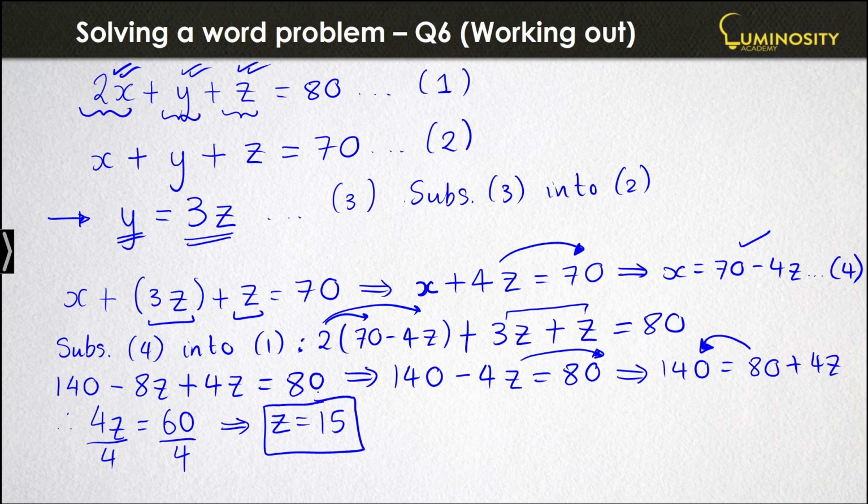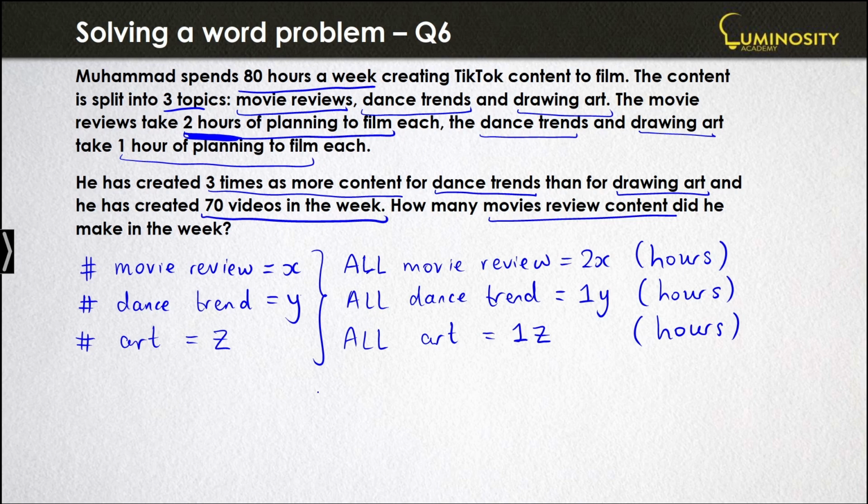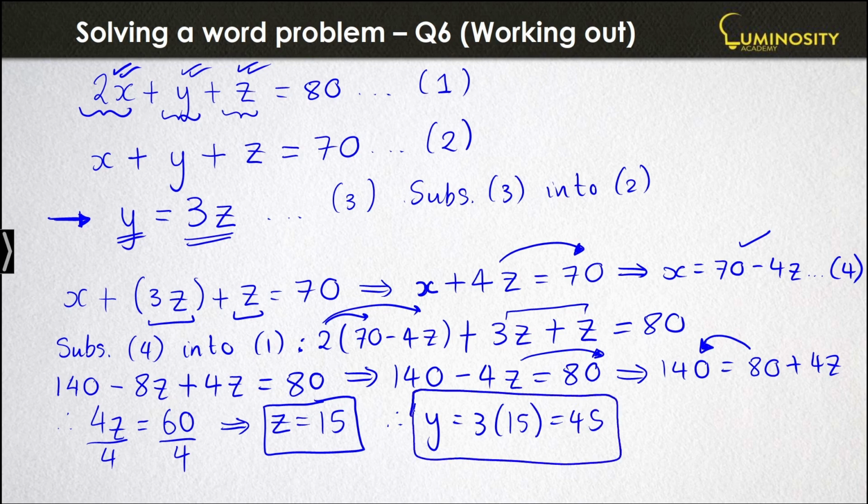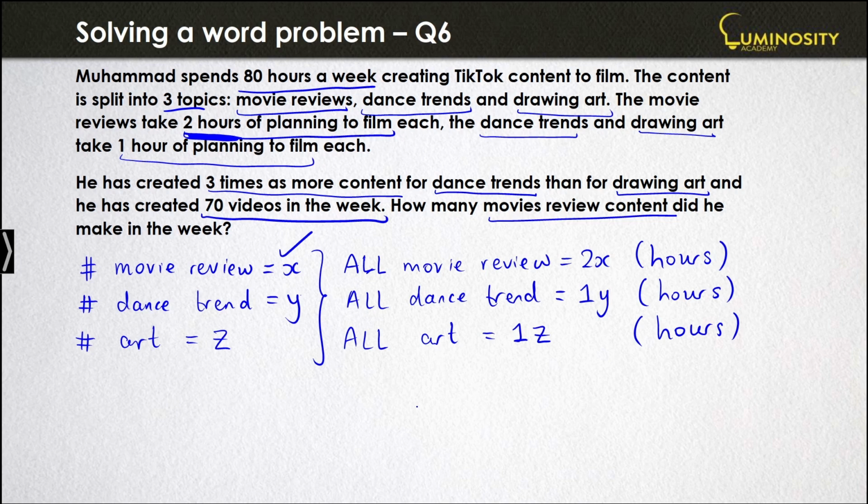But let's remind ourselves, what is z? Z is the number of drawing art videos that Muhammad makes in a week. We are looking for the number of movie reviews that he makes in a week. So z is 15. How can I work now to find x and y? Well, I can solve y. Y is equal to 3z from equation 3. So y is equal to 3 times 15, and that's 45. So y is equal to 45 videos. So Muhammad makes 45 of the videos in terms of dance trends.